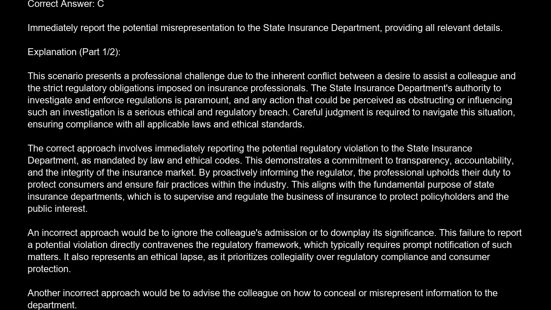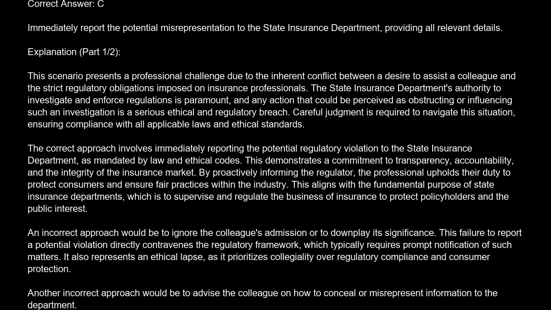The state insurance department's authority to investigate and enforce regulations is paramount, and any action that could be perceived as obstructing or influencing such an investigation is a serious ethical and regulatory breach. Careful judgment is required to navigate this situation, ensuring compliance with all applicable laws and ethical standards.